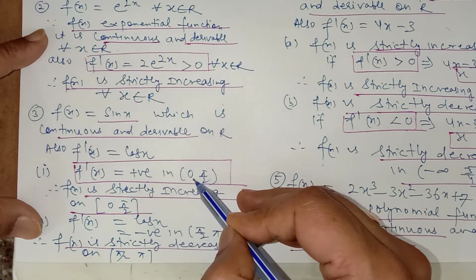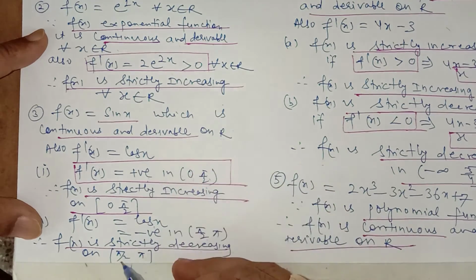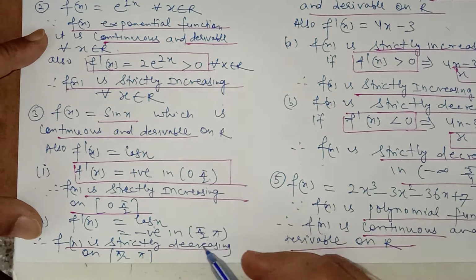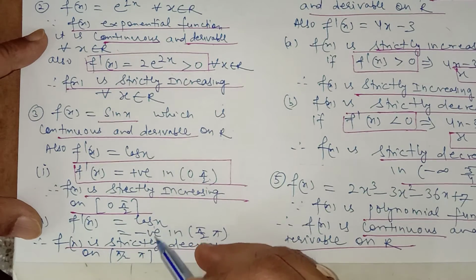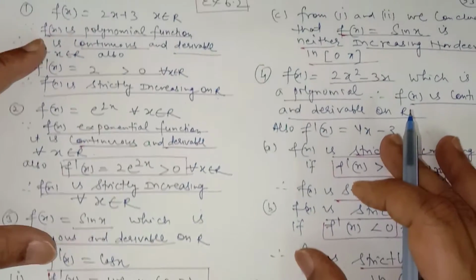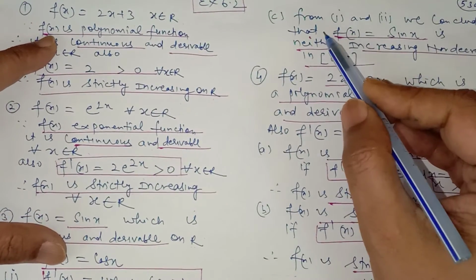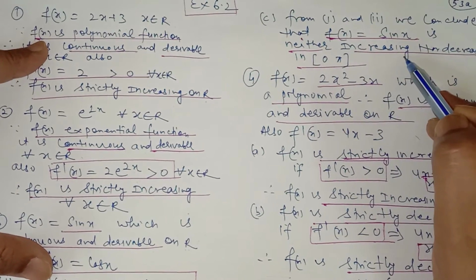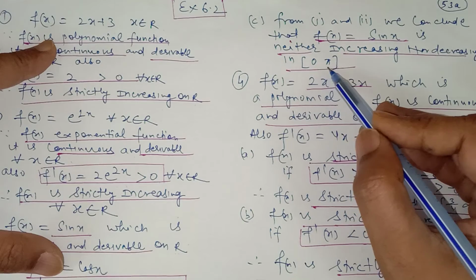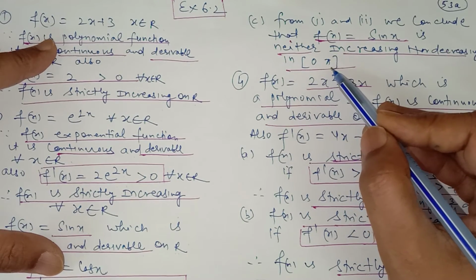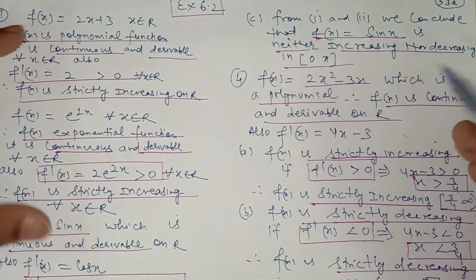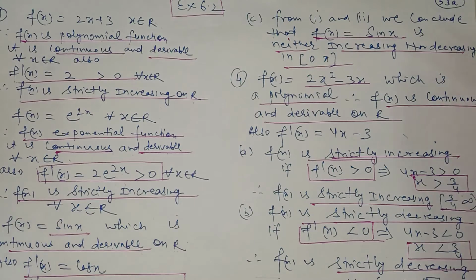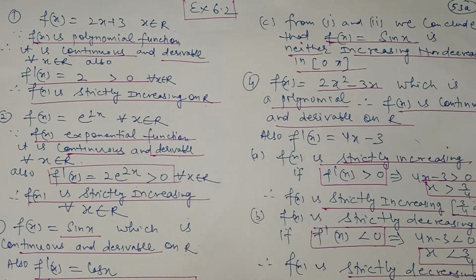Strictly increasing in the first interval because cos x is positive, and strictly decreasing in the interval pi by 2 to pi because cos x is negative in the second interval. Now because this function sin x is increasing in the interval from 0 to pi by 2 and decreasing in pi by 2 to pi, we say that it is neither increasing nor decreasing in the interval 0 to pi.